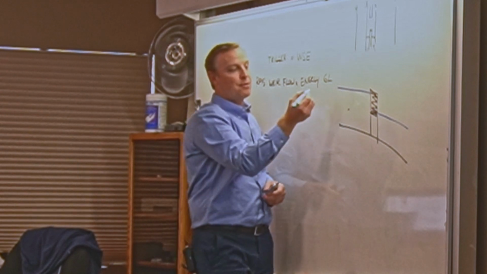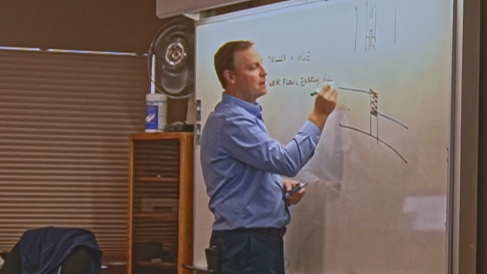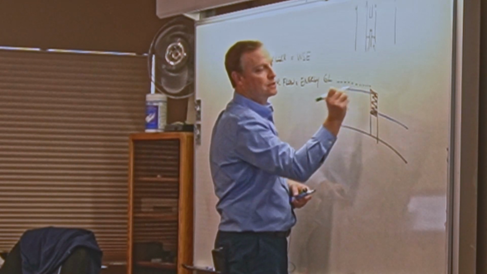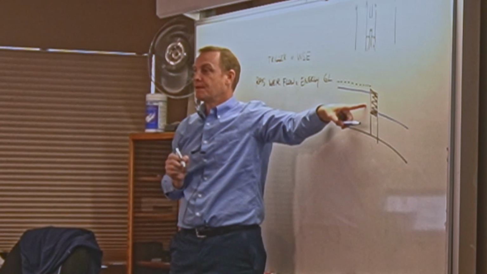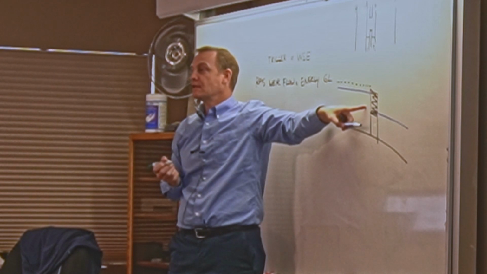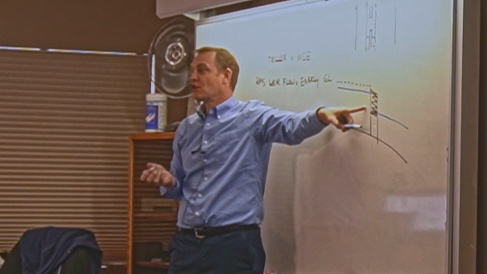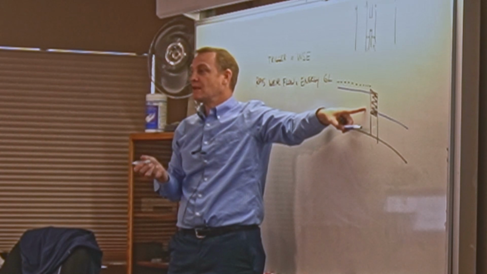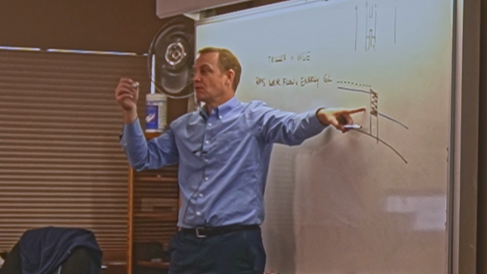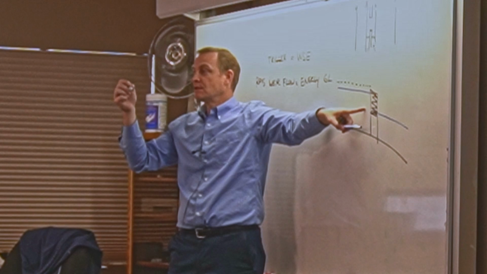It goes over the top of the bridge when your energy grade goes over the top of the bridge. Because what happens to the water surface when it hits the bridge? It's going to rise, right? It's going to stop because your velocity is going to tend towards zero. And so you're going to lose all your velocity head. It's all going to go to the energy grade line, right?